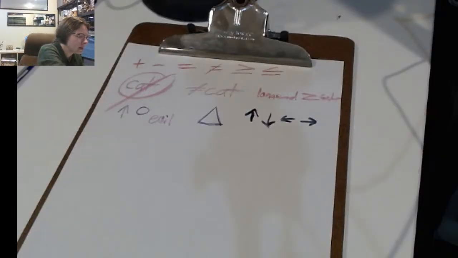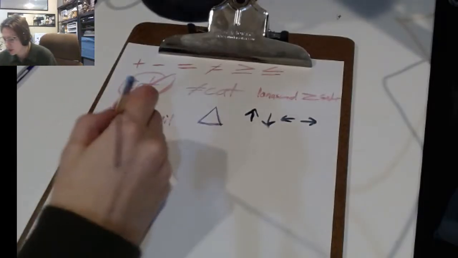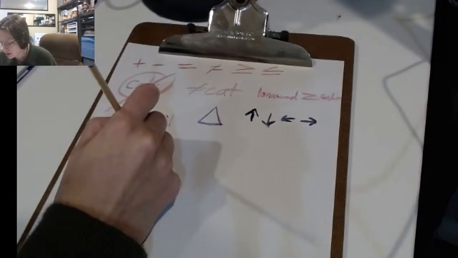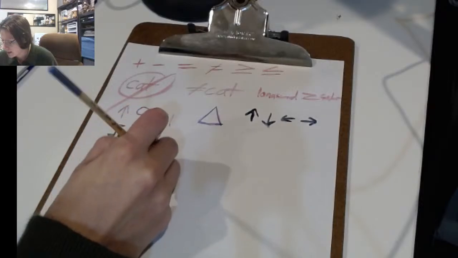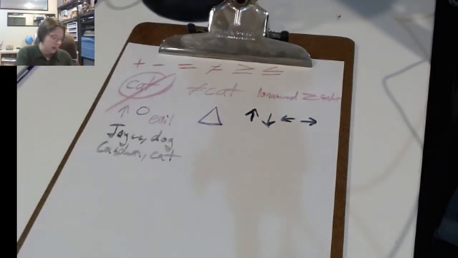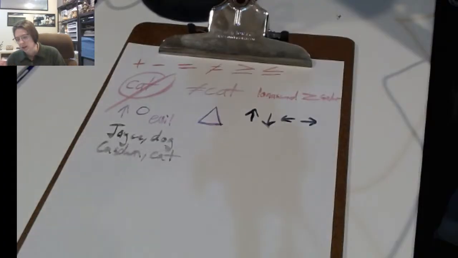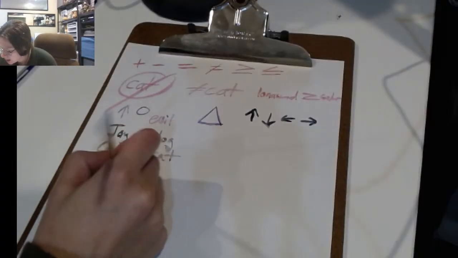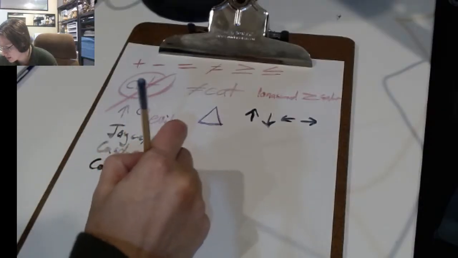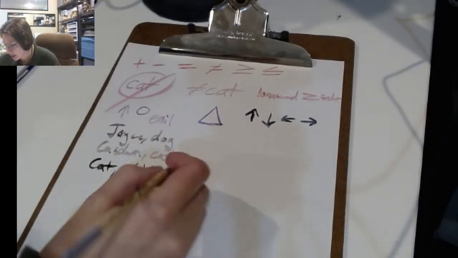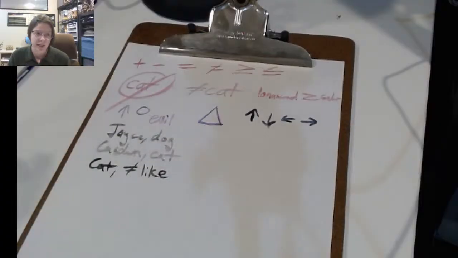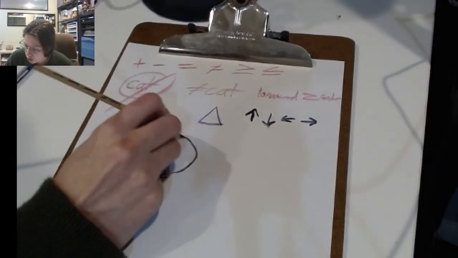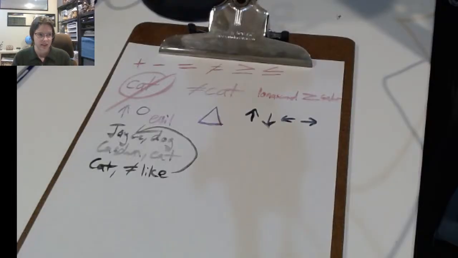So let's say we have Joyce has a dog. Kasdan has a cat. And the cat does not like Joyce. Now, we could just say J, but if this is a more complicated outline and we are out of words, then we can just draw an arrow over here and point to Joyce.